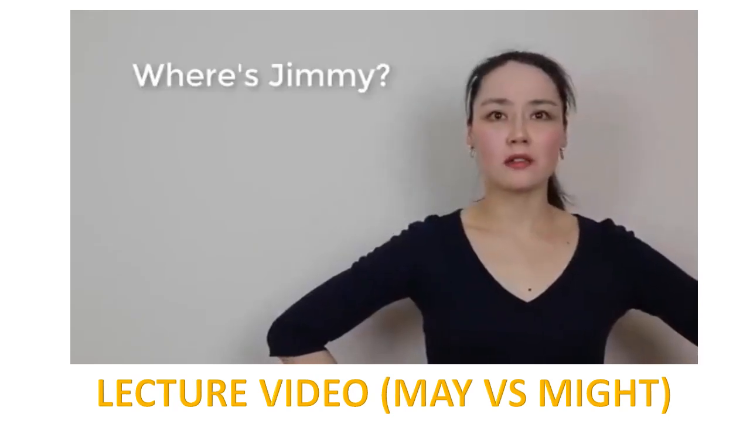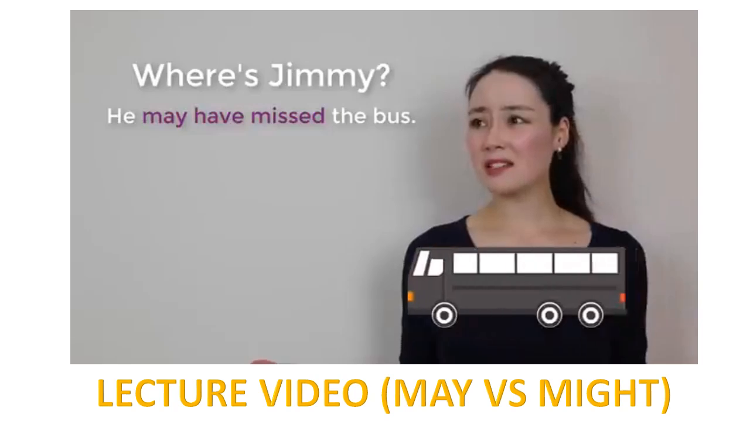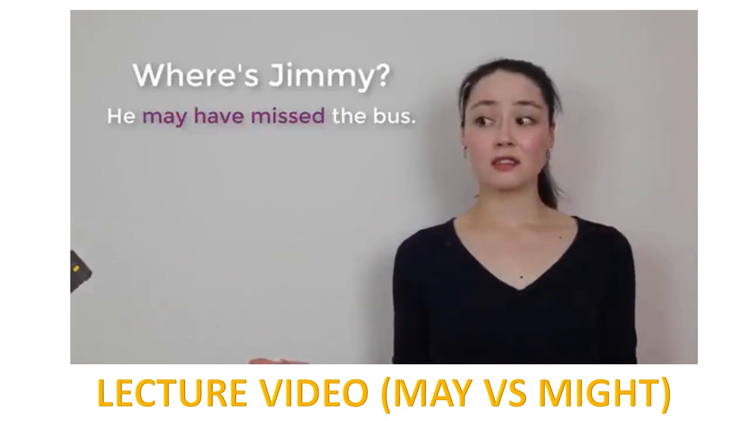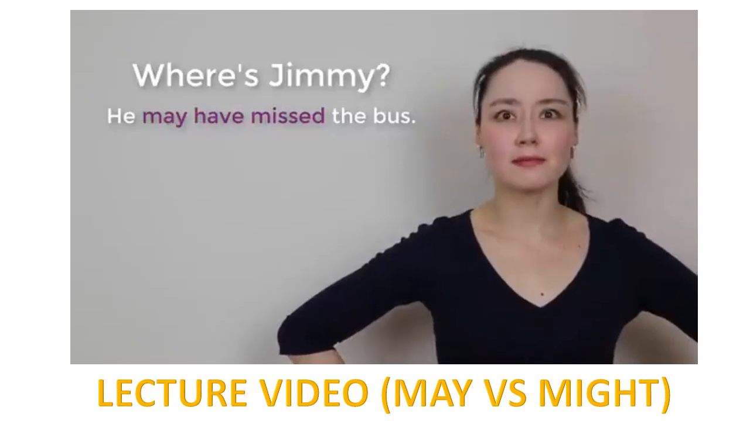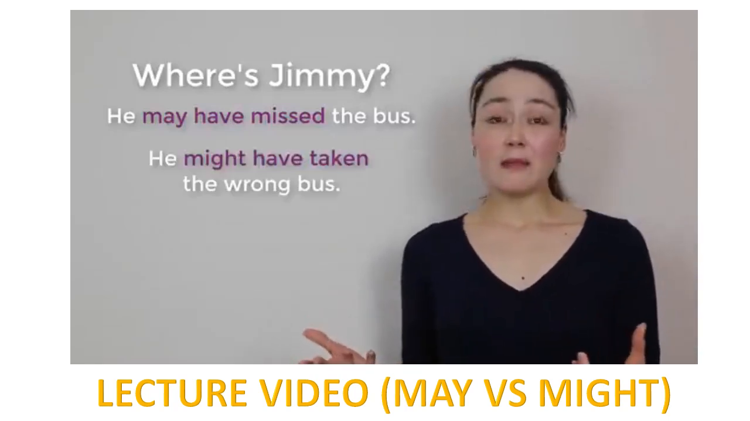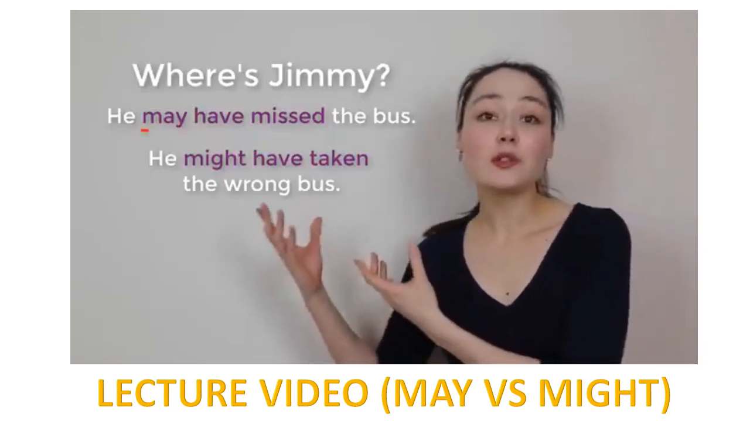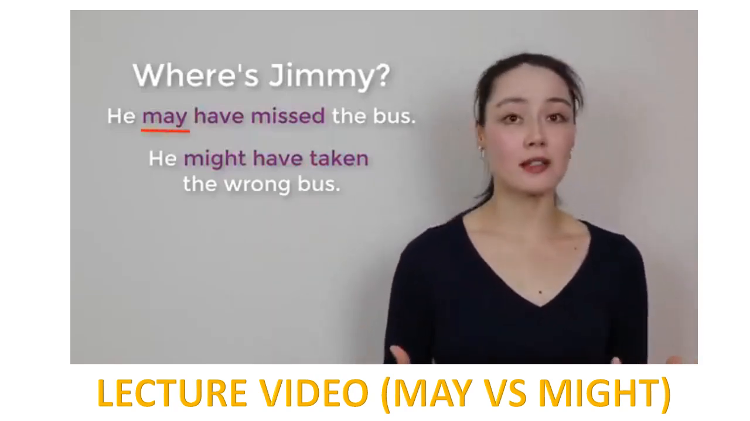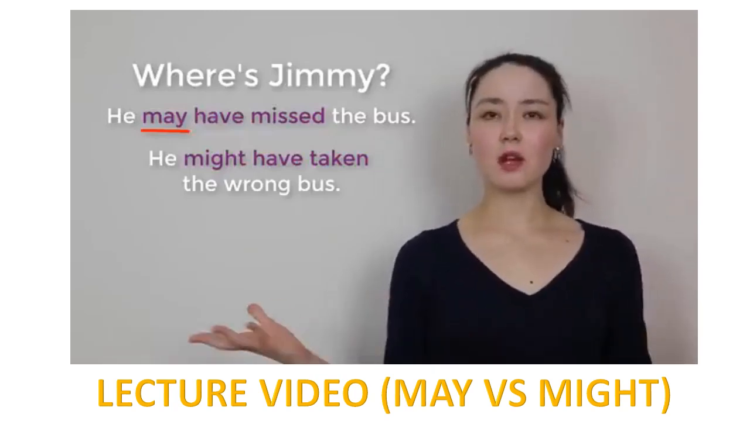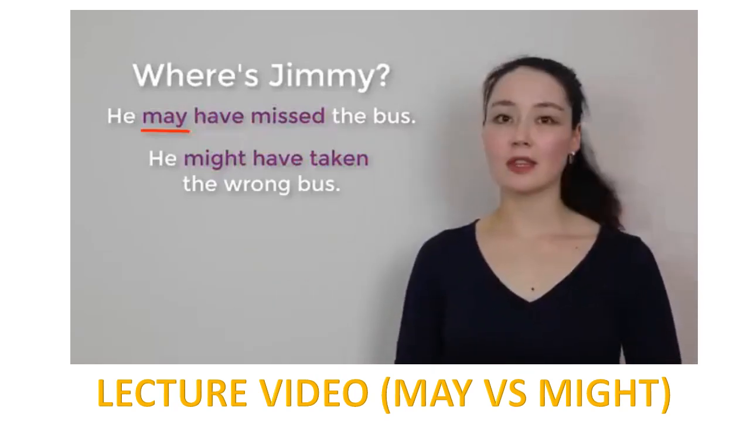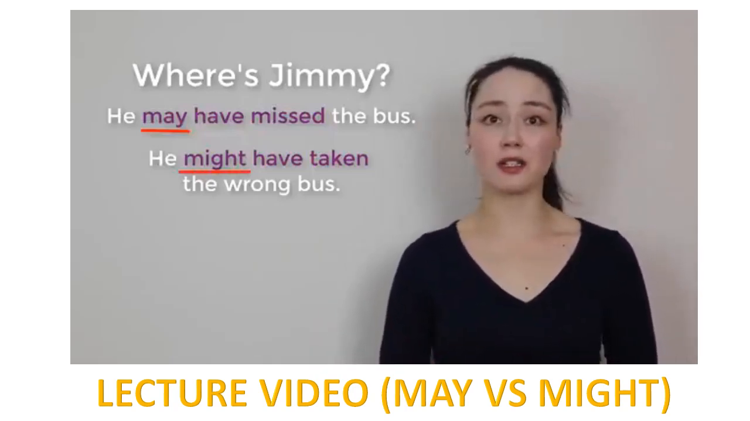Where's Jimmy? He may have missed the bus. Where's Jimmy? He might have taken the wrong bus. I use may, he may have missed the bus, because this is a stronger possibility. He's late, where is he? He might have taken the wrong bus is a weaker possibility.